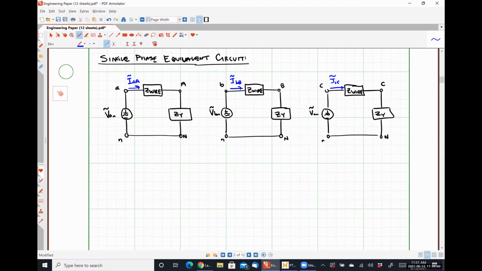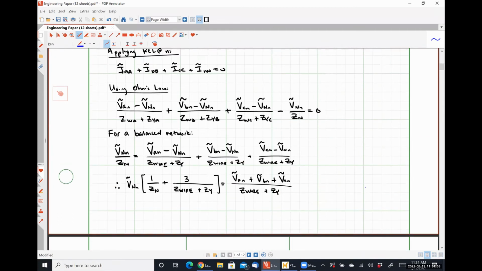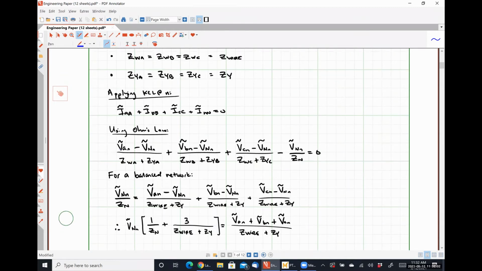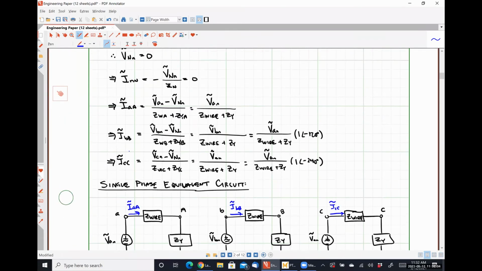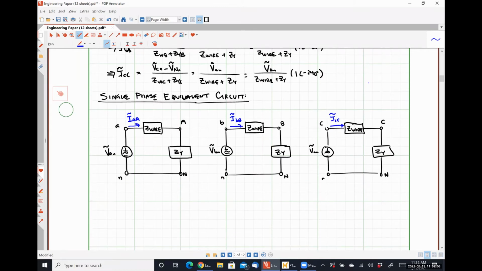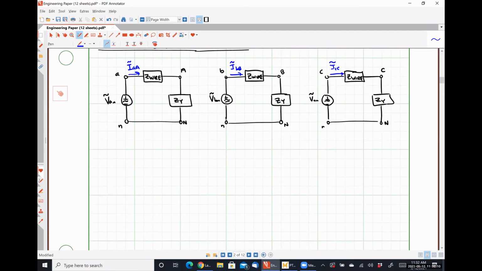Yes, so this only works for a balanced three-phase system, okay? That's why I'm using Z-wire and ZY, not ZWA and ZYA. If it's not balanced, we can't do this. We have to actually use all of this horrifying math where all of the assumptions that we have made about it being a balanced system have to be ignored, okay? So for an unbalanced system, the analysis is quite rigorous. For a balanced system, the analysis is extraordinarily trivial, okay?